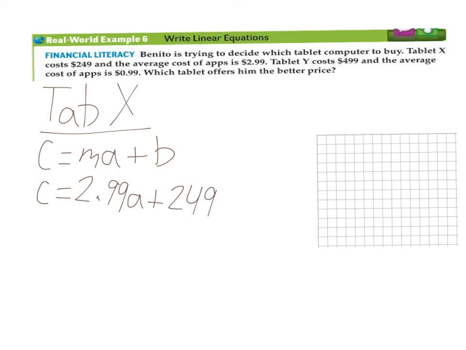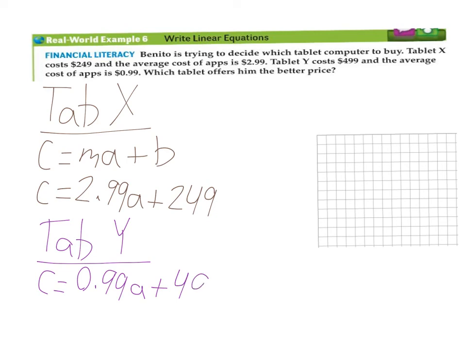Meanwhile, tablet Y, well, its cost is going to be equal to the app price there, $0.99, times the number of apps we're going to use, plus the original base price. So now we have two equations which we can then use to solve and graph to figure out which one is better if either, or which one's better in different circumstances. So I'm going to pause the video here to graph this out, and then I'll explain everything.